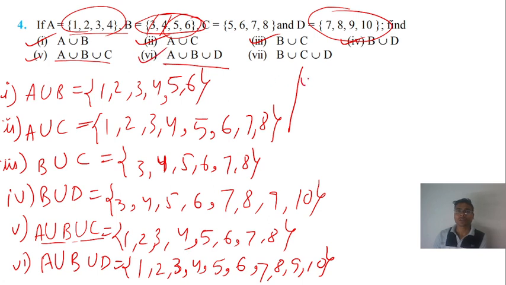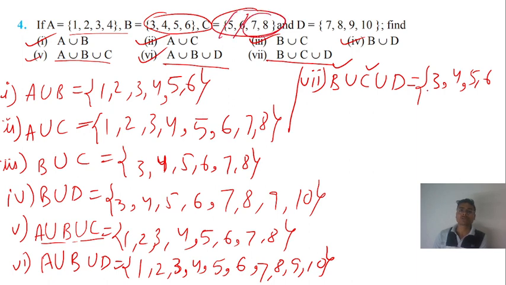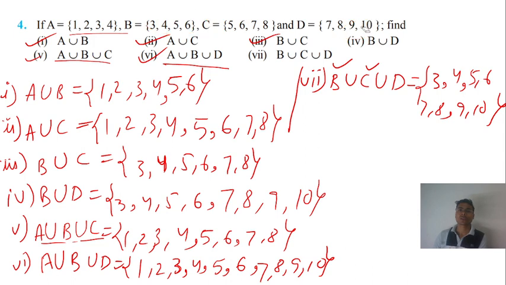Coming to the seventh part, which is B union C union D. To write B union C union D, we will write all the elements of B. All the elements of B are 3, 4, 5 and 6. After writing B, you will write all the elements of C, but 5, 6 are already written, so you will write 7, 8. Going to D, you already wrote 7, 8, so you write 9, 10. And this is the B union C union D. So that's how we completed this.